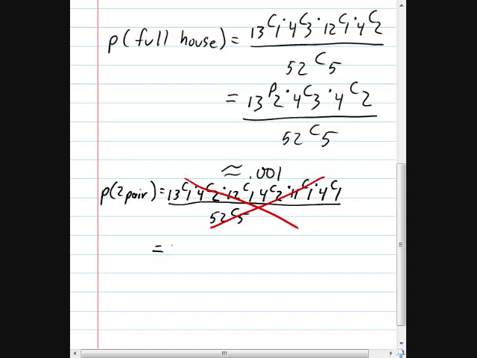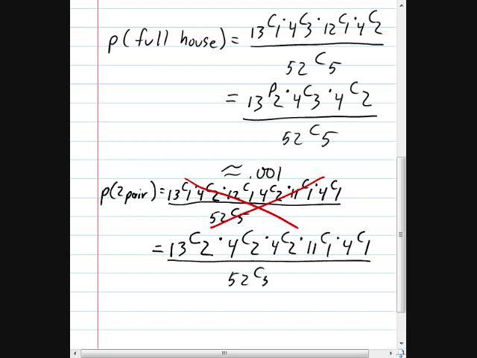So we'll begin by choosing the ranks for our 2 pair. There are 13 ranks to choose from, and we will choose 2 ranks without order. Now, for the first rank, maybe the kings. There are 4 kings to choose from, we'll choose 2. Then for the jacks, there are 4 jacks to choose from, we'll choose 2. Now, there are 11 ranks left, and we will choose 1 for our 5th card. And there are 4 suits to choose from, and we need a single suit for that 5th card. And out of the 52 cards, we're choosing 5. And if we work this out, we see that it is approximately 0.0475. About a 5% chance that we'd be dealt 2 pair in 5-card poker.